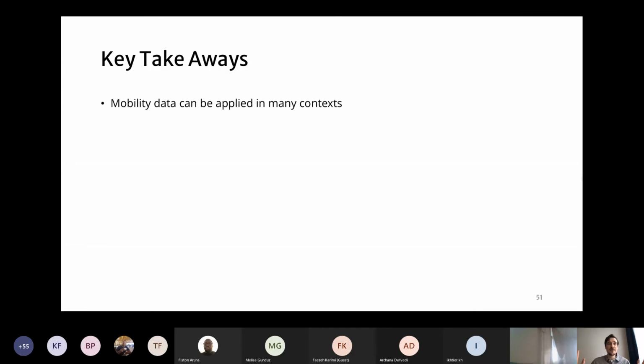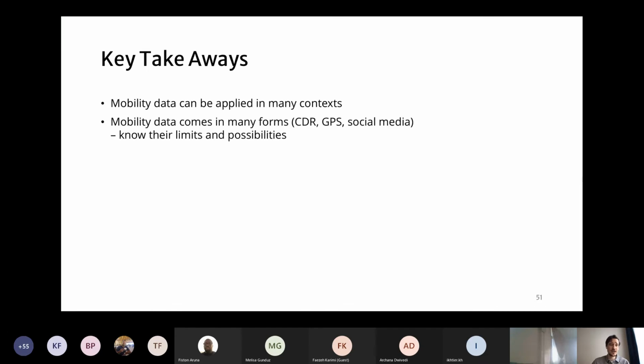Okay, so just to briefly wrap up, some key takeaways that I want to highlight. I hope you've seen that mobility data can be applied in many, many different contexts. Every phenomenon that is tied to human mobility can somehow be helped by taking mobility data into account. Mobility data also comes in many different forms and captures different types of mobility, where I've highlighted here call detail records, GPS data, and social media data. And I hope you know some of the properties of them now. And it's good to always know their limits and also their possibilities.